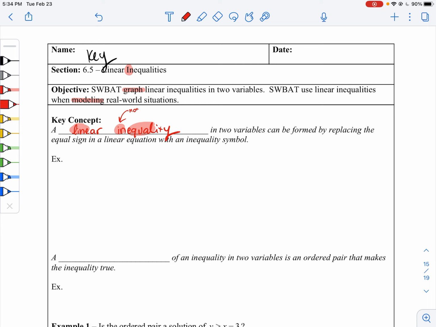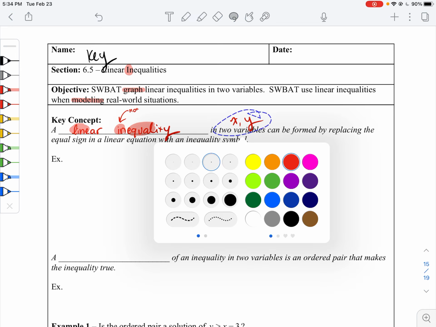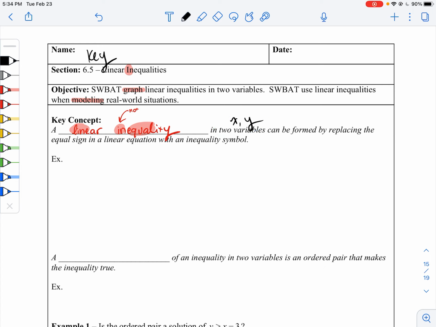So a linear inequality, just like a linear equation, has two variables, usually x and y. But you form a linear inequality by replacing your equal sign. So if we have a line, y equals x minus 3, okay, that's a line. It's got an x, it's got a y. We'd have a solution here that fits in an ordered pair.